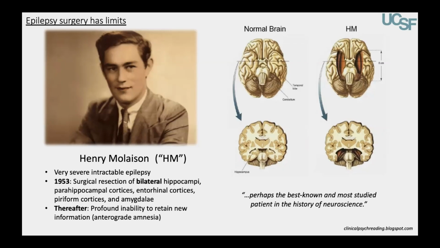They also removed a couple other areas, including parahippocampal cortices, that's just the area right by the hippocampus, the entorhinal, the piriform, which I mentioned before, and the amygdala. So after that, his seizures were under a lot better control. I think he may have actually been cured of epilepsy, but he was basically unable to retain any new information besides procedural memory or kind of motor sequences.